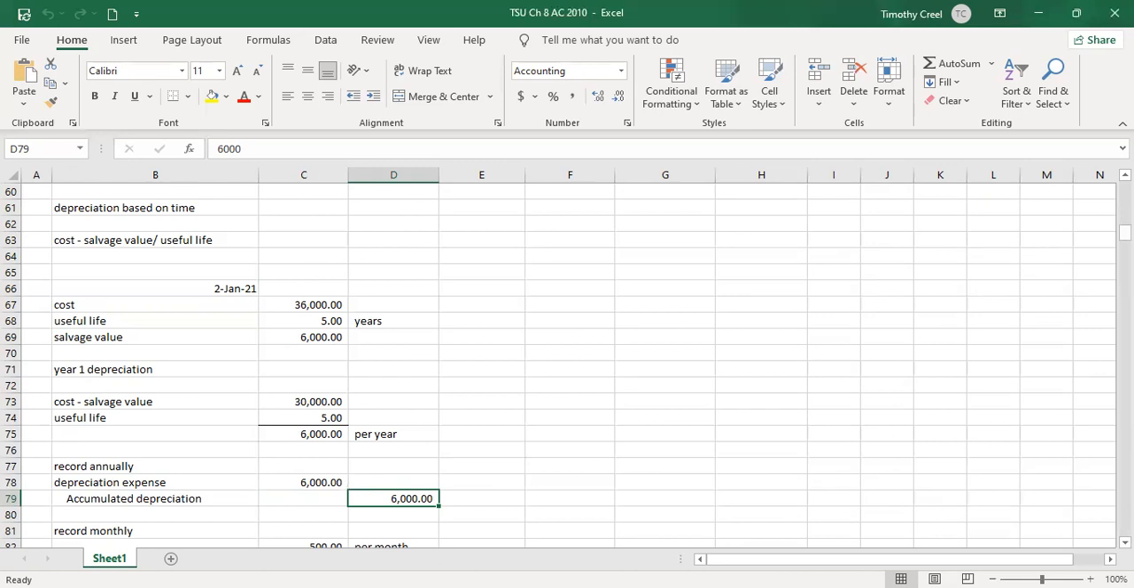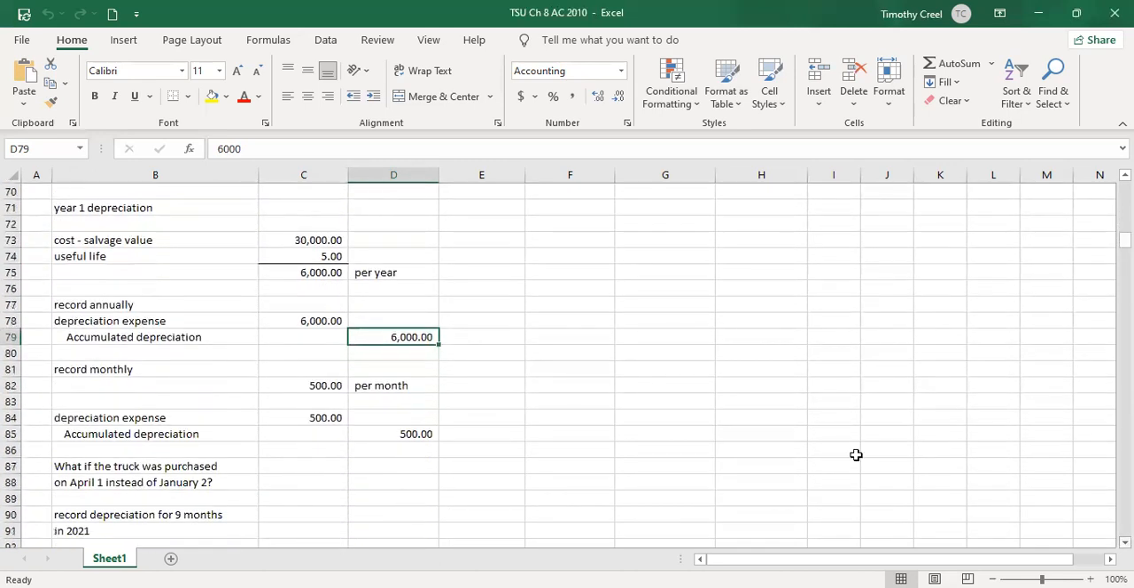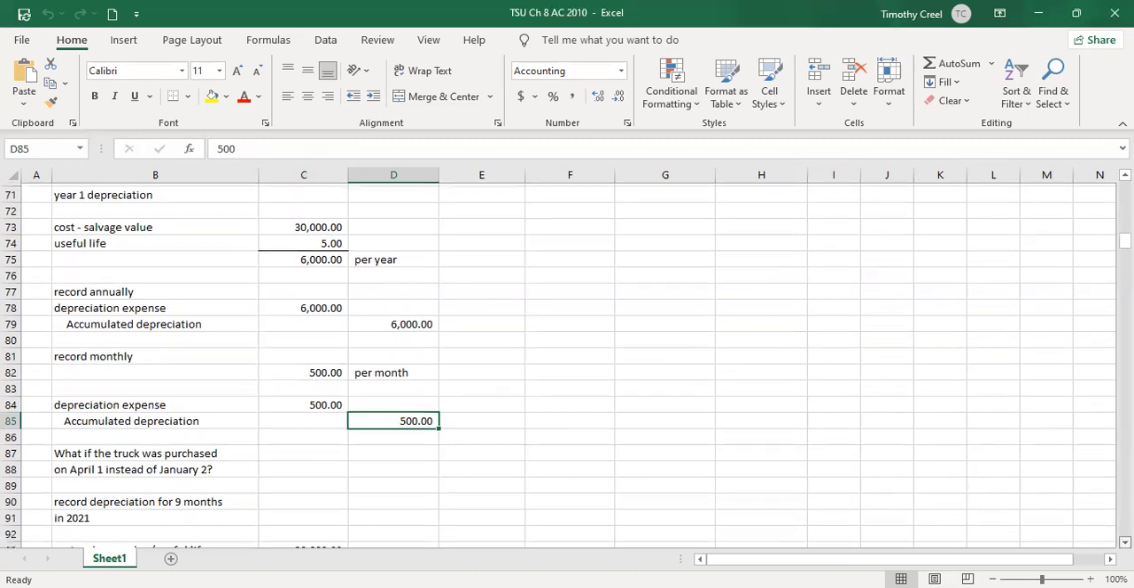So we could also decide to record it monthly. And if so, then basically we'd take the annual amount, divide it by 12, and we would get $500 per month. And in that case, at the end of January, February, March, April, we'd make the same entry every month as we went along. So we'd debit depreciation expense and credit accumulated depreciation again.